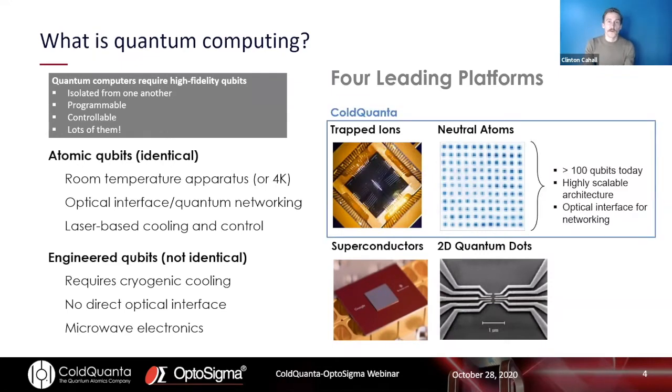So it's not surprising that at ColdQuanta, we've invested heavily in working with these atomic qubits. We have a large effort underway to develop a neutral atom quantum computer with hundreds of qubits. And we also develop and provide infrastructure for trapped ion researchers as well. And so that's what I'll discuss here today.